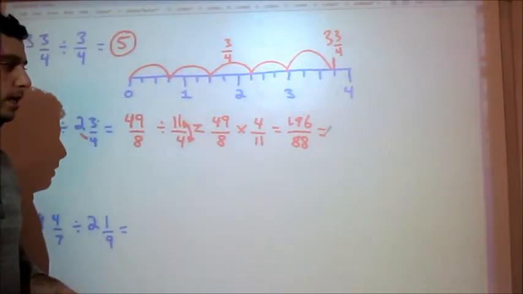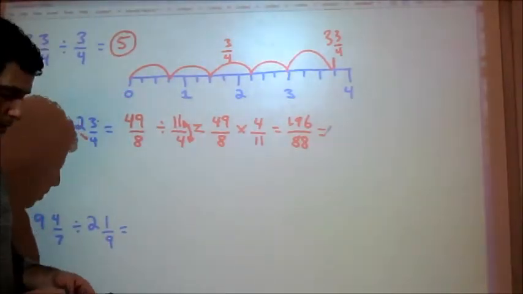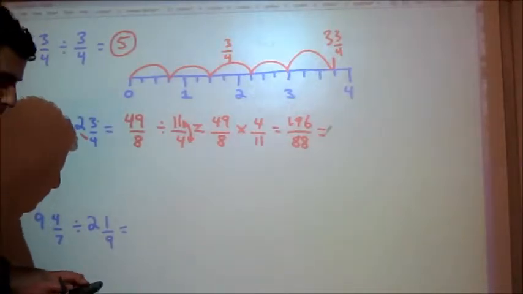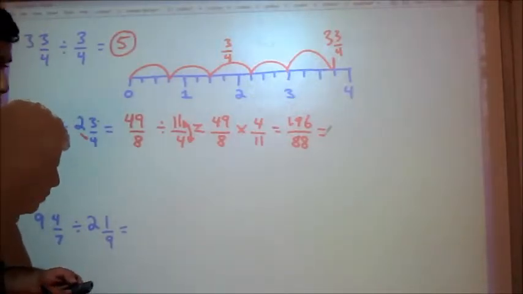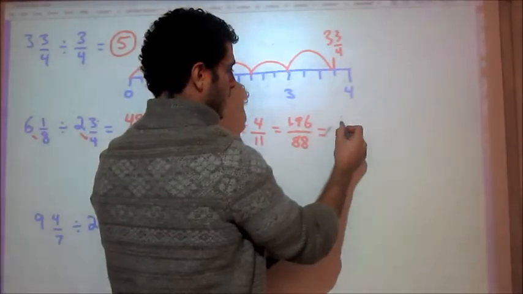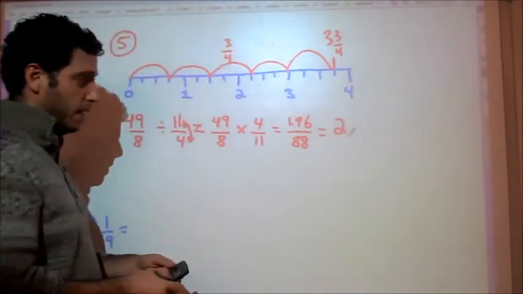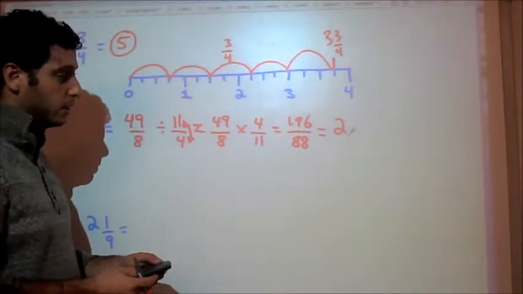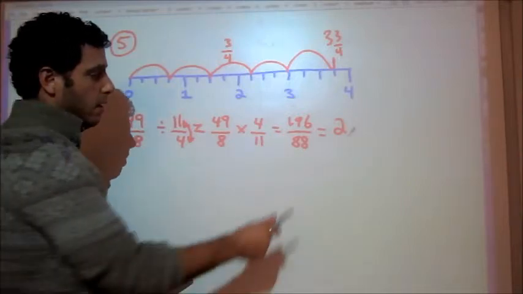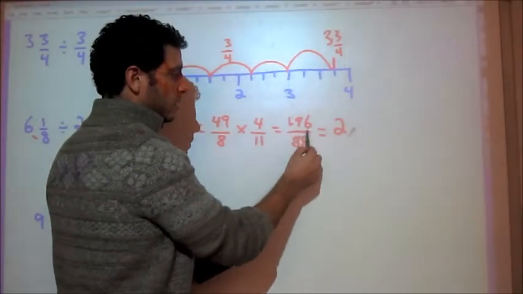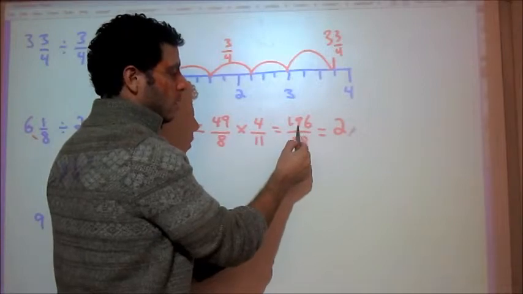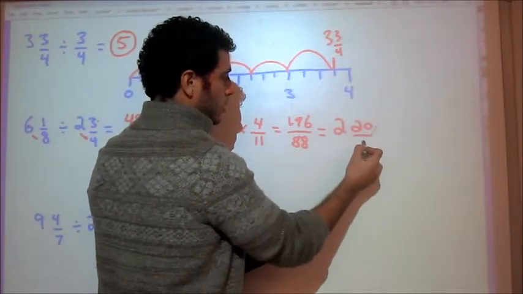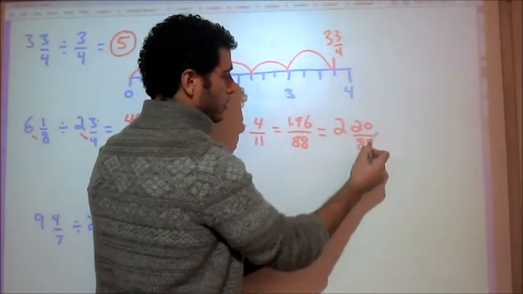All right, and then we can simplify. 196 is a little bit over 2 whole 88s. So there's 2 whole 88s in 196. 88 times 2 brings us to 176. And from 176 to 196, there are 20 additional that are required to get to 196.